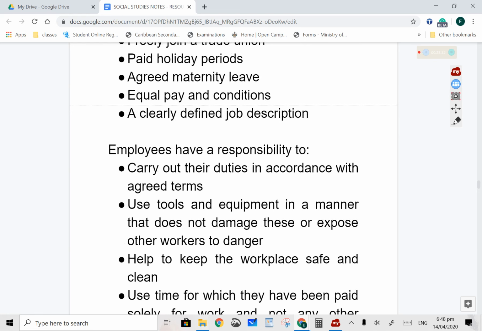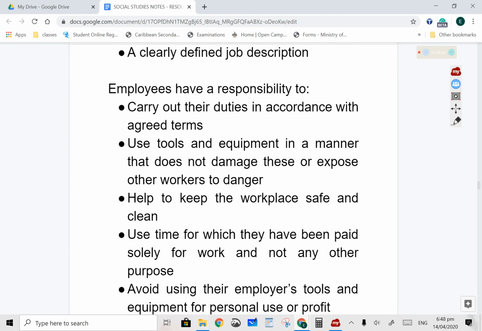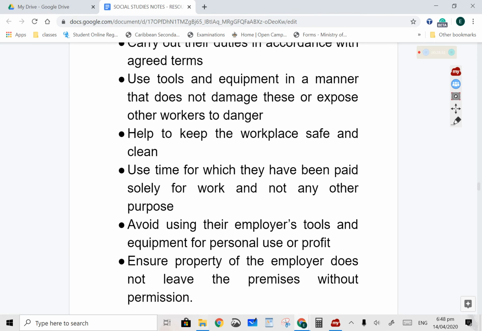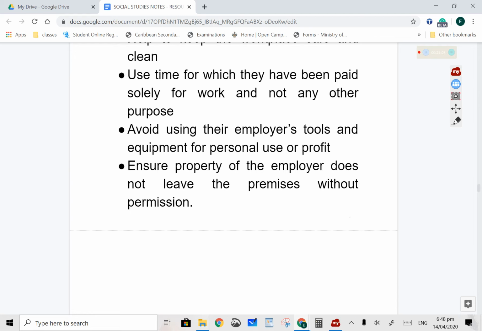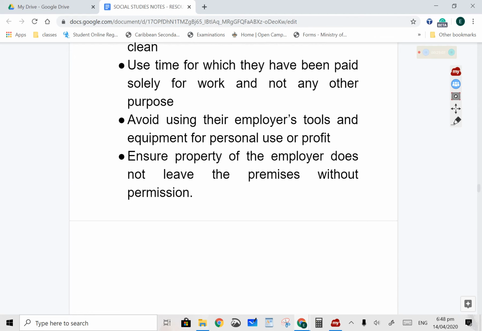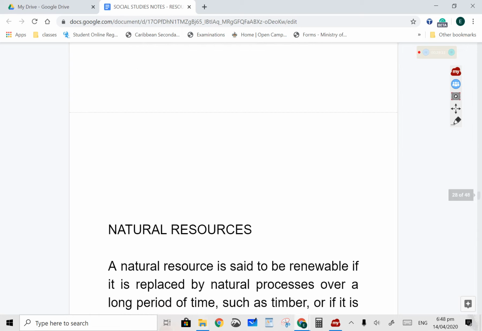I'm moving along. Employees have a responsibility to carry out their duties in accordance with agreed terms, use tools and equipment in a manner that does not damage these or expose other workers to danger, help to keep the workplace safe and clean, use time for which they have been paid solely for work and not any other purpose, avoid using their employer's tools and equipment for personal use or profit, and ensure property of the employer does not leave the premises without permission. Okay, so employees do have responsibilities as well.